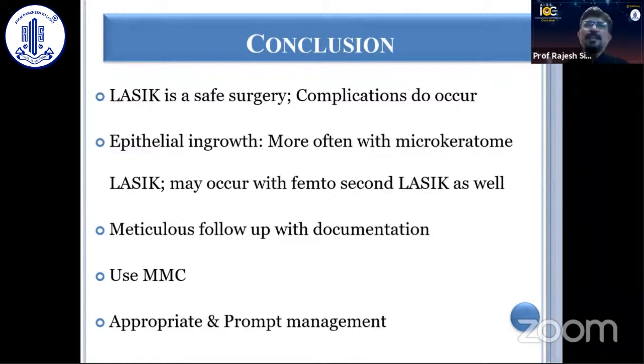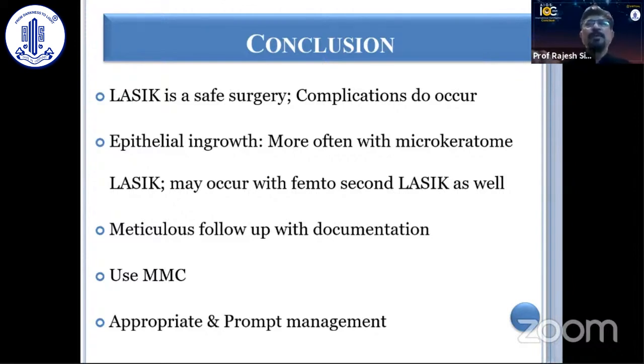So in conclusion, LASIK, of course, is a safe surgery, but complications do occur. And one of these is epithelial ingrowth, which happens more often with microkeratome LASIK, but may occur with femtosecond as well. And if there is an epithelial ingrowth, it is very essential to follow up the patient very regularly. Even if it's in the periphery, you can have clumps in the periphery that can cause astigmatism, that can lift the flap, that can cause flap melting.